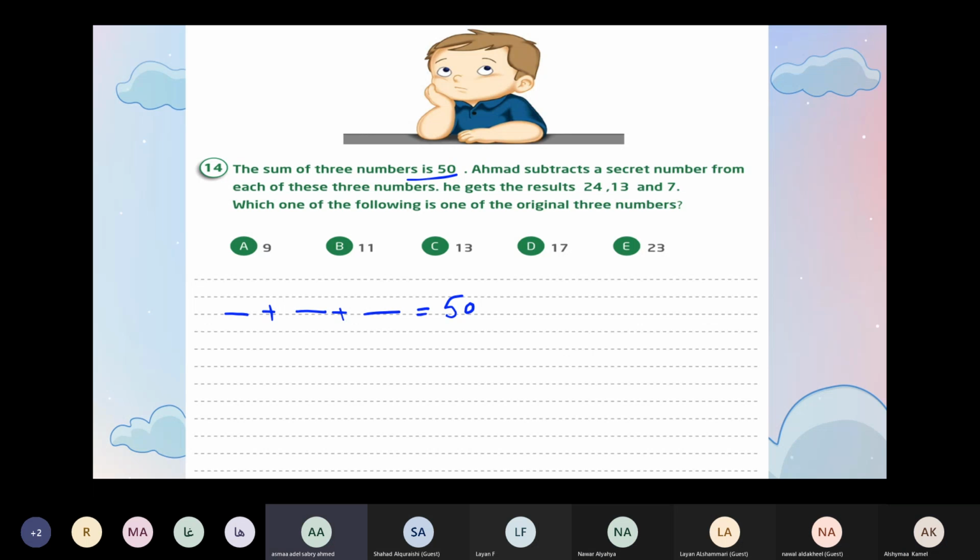Teacher, the secret number is 2. How? No, it's not 2. 2 is not in the choices. No, the secret number, because the three numbers, I add them and it will be 44, and then I will subtract it from 50, it will be 6, and then I will divide it by 3, and it will be 2, like this.